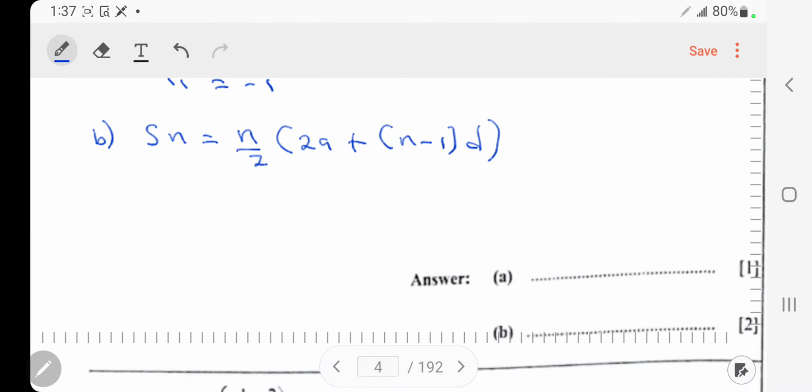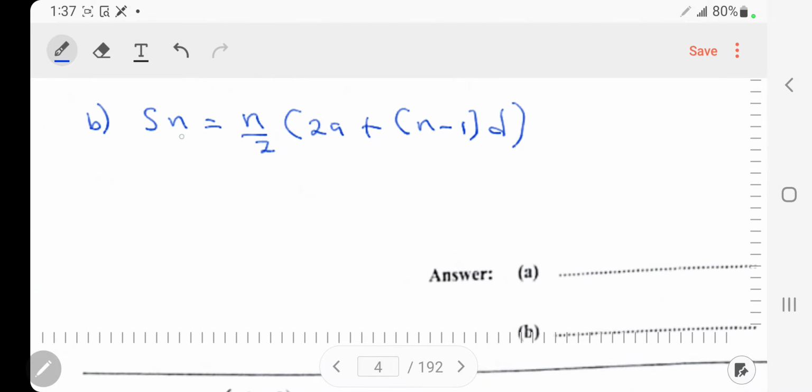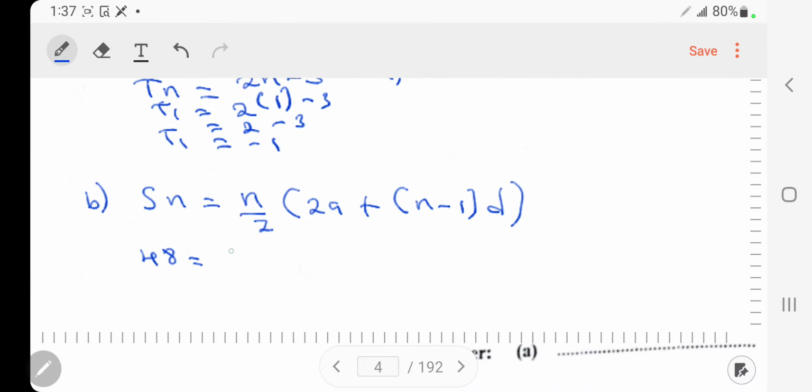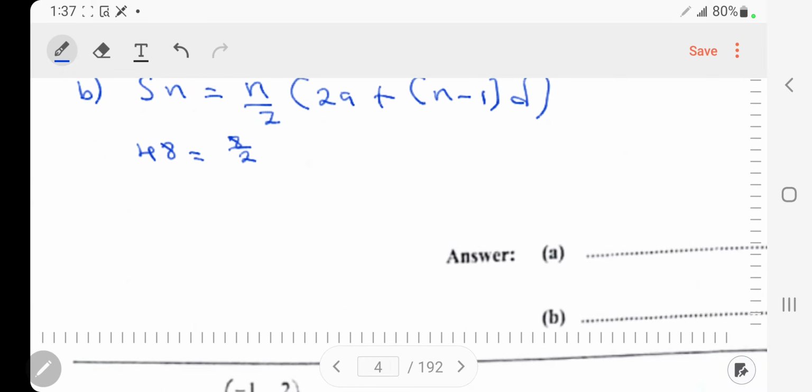So now we can just replace. The sum, we have been provided that it is equal to 48. Then n will correspond to the number of terms, which we have been told is 8 terms. So we have 8 over 2.